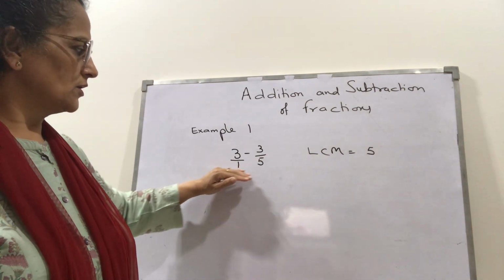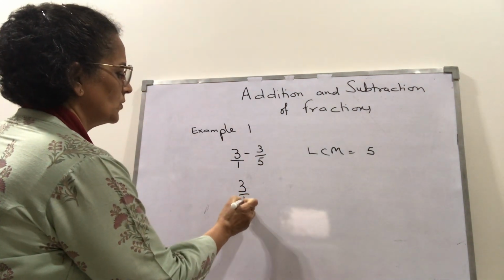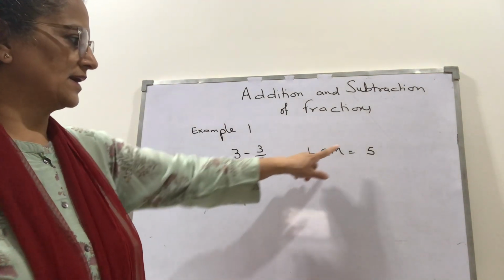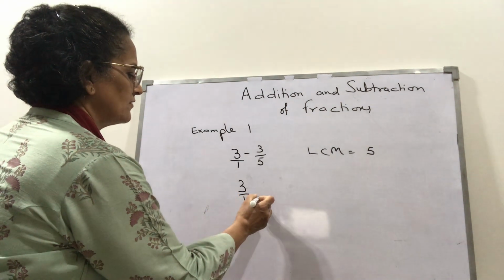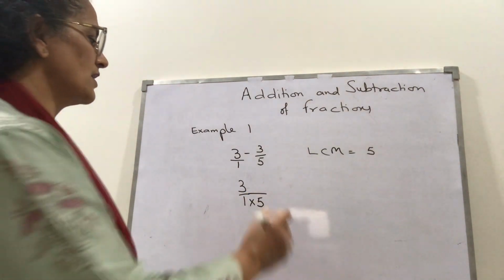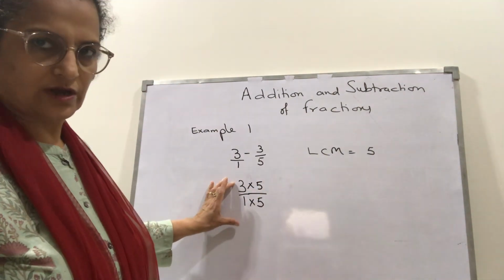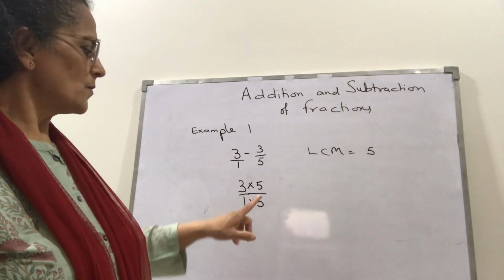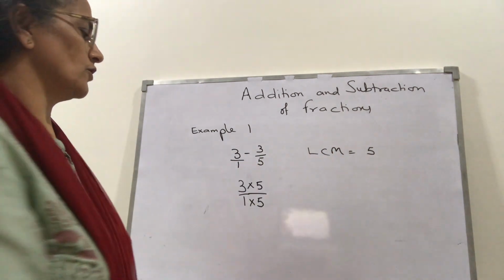Now I want the denominator to be 5, so 3 upon 1, I'll multiply 1 with what? 5, because my LCM is 5. I will get 5 when I multiply 1 with 5. If I am multiplying the denominator with 5, I have to multiply the numerator also, because you can't change a given number. 5 upon 5 is actually 1. So we make the denominator the LCM for the question.